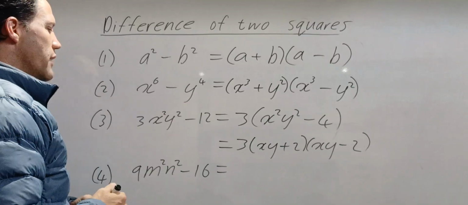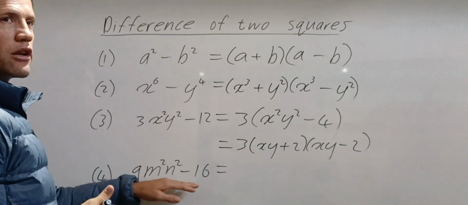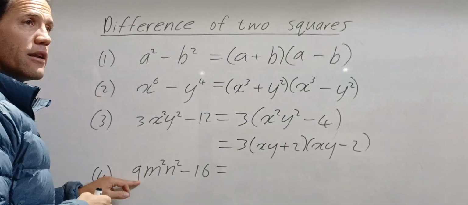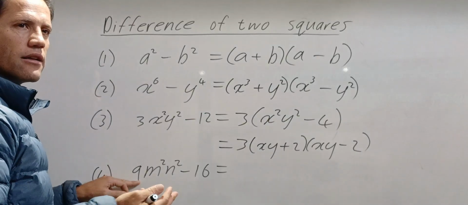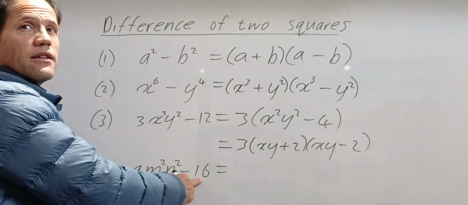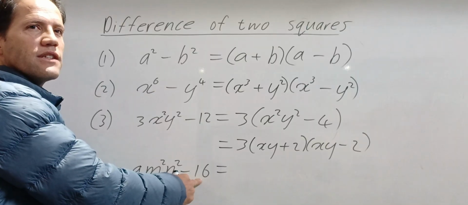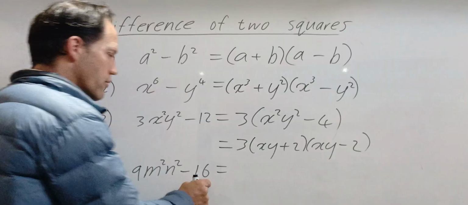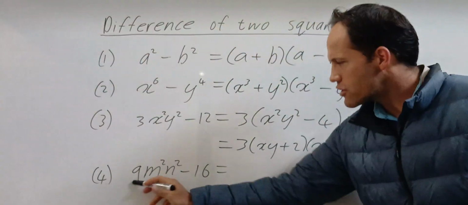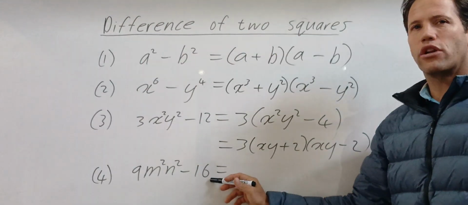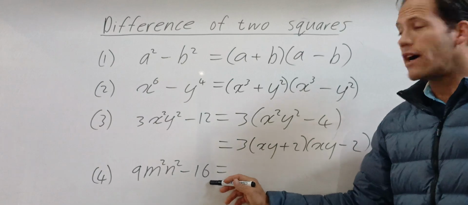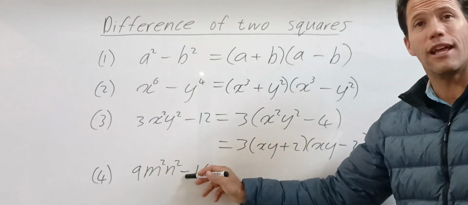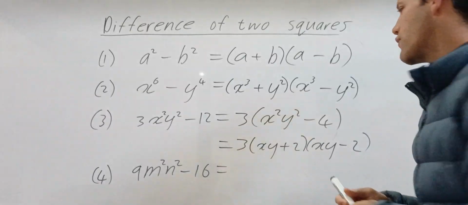And then let's look at this last one. I just put in a little bit more difficult one. Can you get the square root of 9? Yes, 3 times 3 is 9. Can you get the square root of 16? Yes, 4 times 4 is 16. So again, we've got the difference of two squares. We can get the square root of this, and we can get the square root of this, and that's the whole point. If you can find the square root of each one, and there's a minus between them, then you can use the difference of two squares.